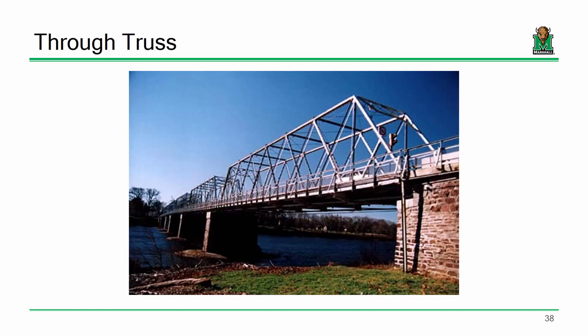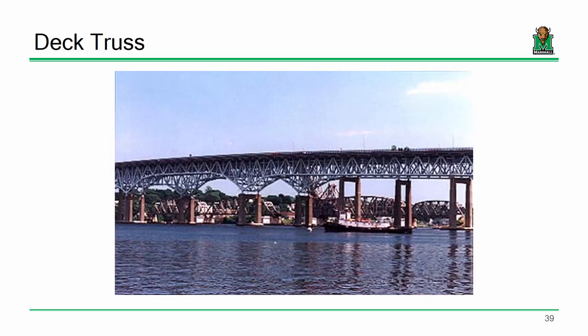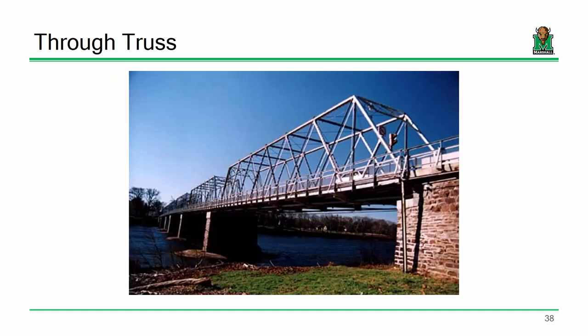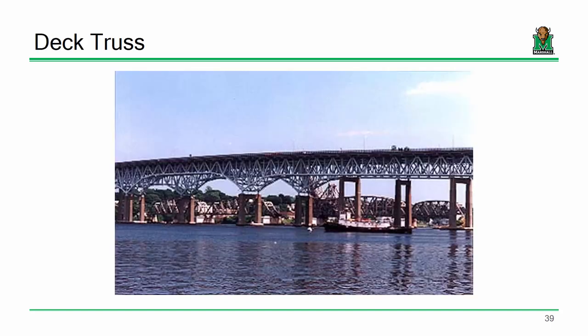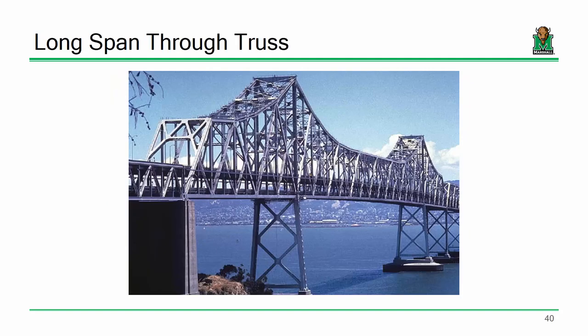Again, we have a more triangular structure here, but the concept is very, very similar. Now, in terms of arrangements, a through truss is where, no pun intended, you're driving through the truss. Deck trusses are where the truss is under you. The driver wouldn't even know what was going on under the structure. But again, same concept, increasing the depth right there at the piers because that's where the maximum moments are. Same thing here, long span through truss, same story.